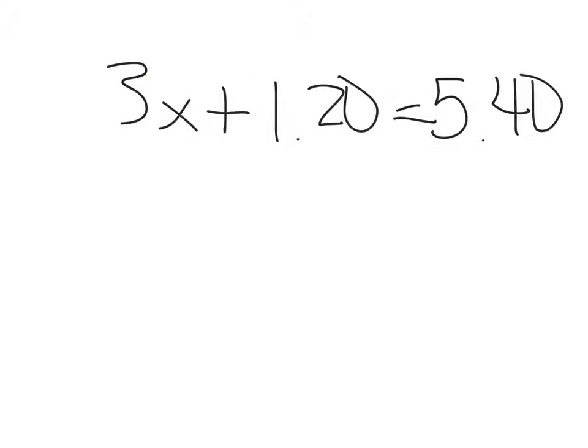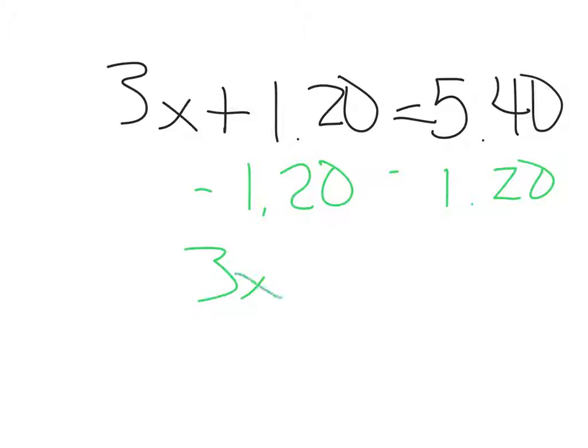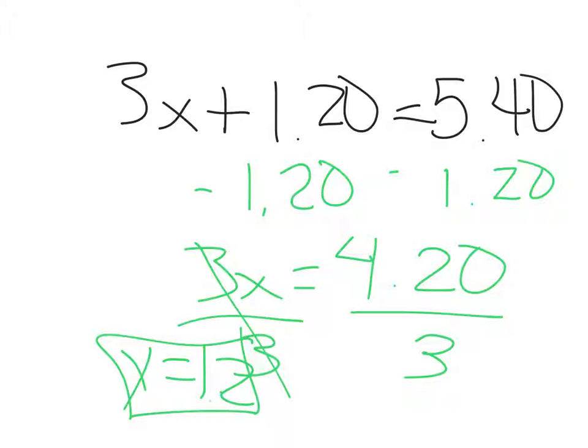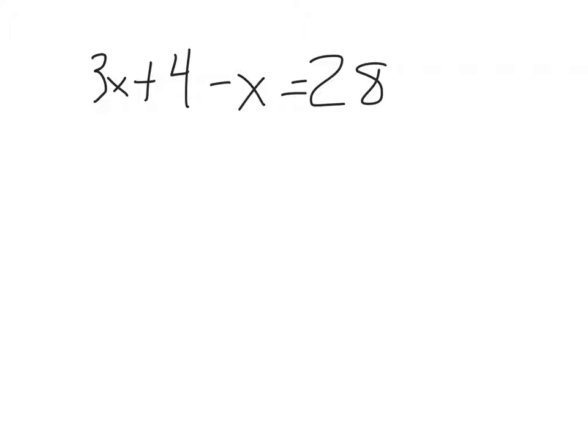Here's another one. 3x plus 1.2 equals 5.4. First thing we have to do is subtract 1.20 from both sides, which leaves us with 3x is equal to 4.20. So we divide each side by 3. Gets rid of that. How many 3's go in there? It's going to be 14, or x is equal to 1.4.